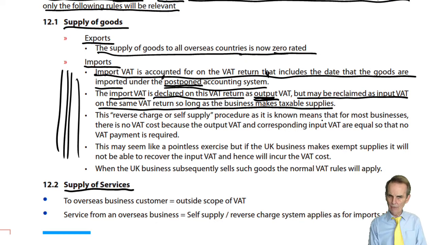So on the same VAT return, the VAT return for the period that includes the date when the goods were purchased from our overseas supplier, if we in turn go on to make taxable supplies, we're going to have output VAT of £2,000, if it's like on the £10,000 figure I said a moment ago, and I'll go back to that example in a second. We're going to have £2,000 of output VAT and the same £2,000 of input VAT. Hence, therefore, there will be no net cost to us.